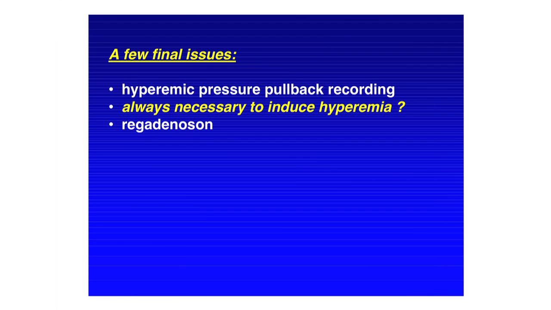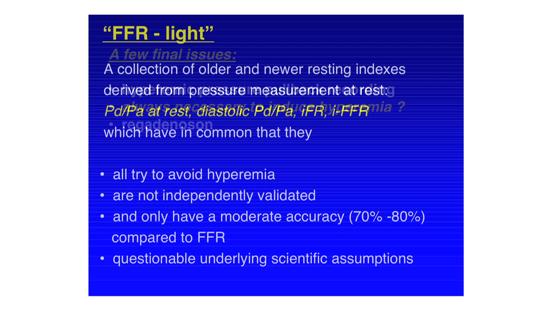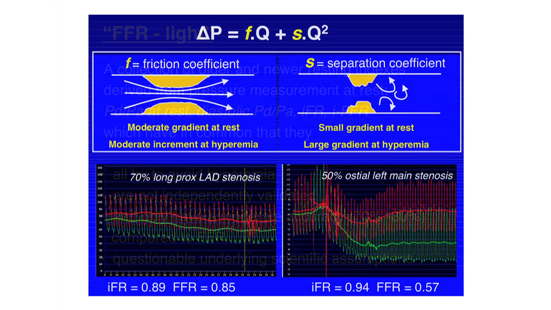A second point which I would like to stress is the question if it is always necessary to induce hyperemia. As you know, recent years show the use of a kind of resting index, let's call it FFR light: different indexes, Pd/Pa at rest, or diastolic Pd/Pa, iFR, and all these resting indexes have in common that they try to avoid hyperemia, that they are not independently validated, only versus FFR, that they only have a moderate accuracy, 70 to 80% compared to FFR, and that they are based upon questionable underlying scientific assumptions.